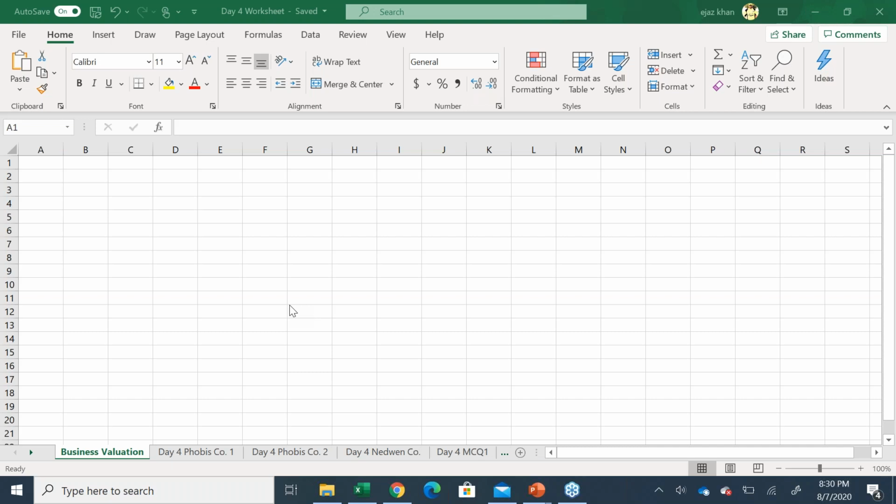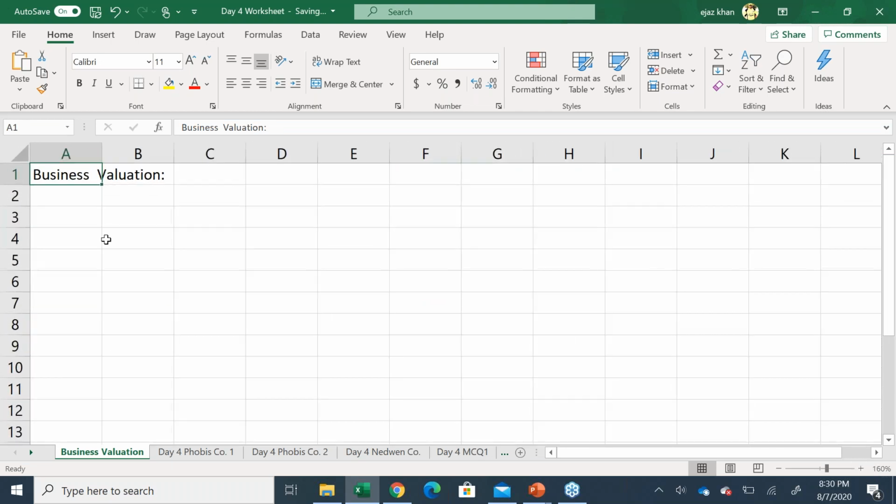So we are starting with business valuation today, and we'll also be covering the risk management part of the syllabus. A quick introduction to the topic, business valuation.